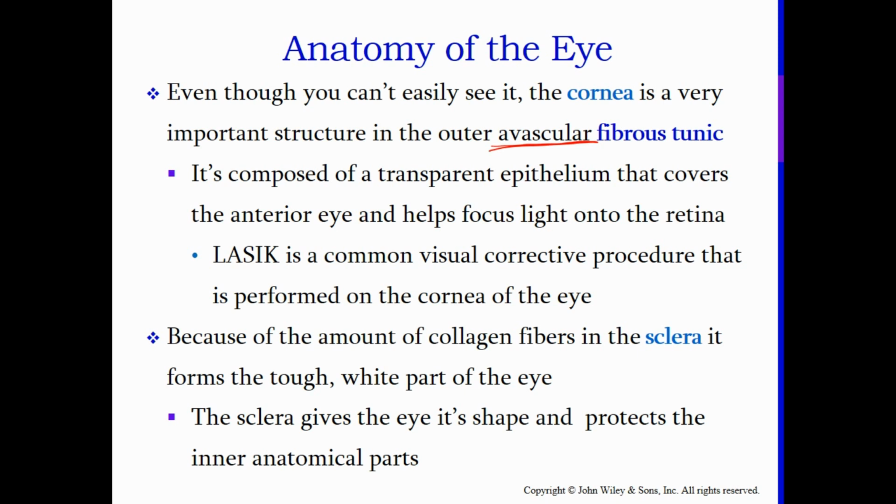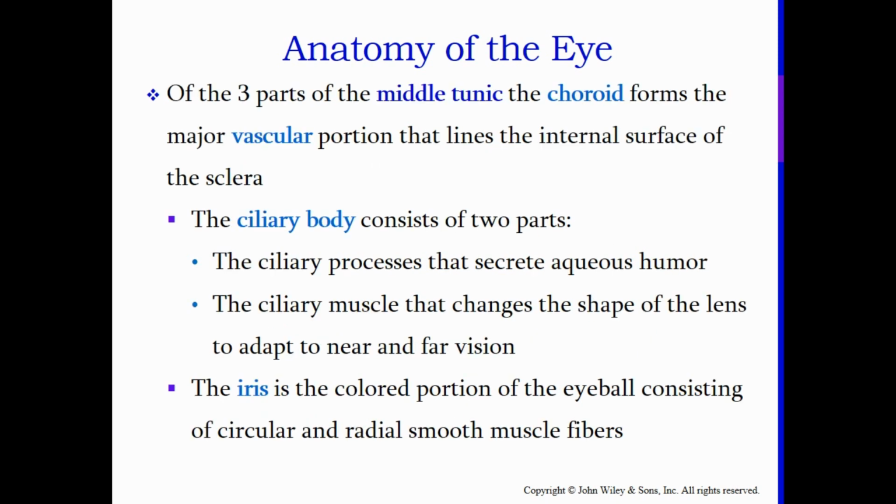Because of the amount of collagen fibers in the sclera, it forms the tough white part of the eyeball. The sclera gives the eye its shape and protects the inner anatomical parts. It is the protective covering of the eye. Of the 3 parts, the middle tunic, the choroid, forms the major vascular portion that lines the internal surface of the sclera. So here's where your blood supply is. So if avascular is no blood supply, vascular means that's where we have blood.